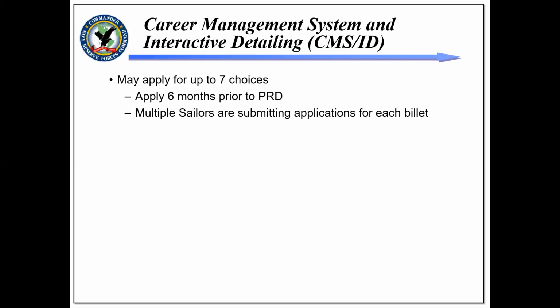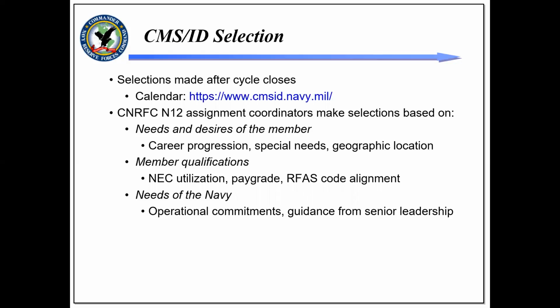You may apply for up to 7 choices. Apply 6 months prior to your PRD. Multiple sailors are submitting applications for each billet. Selections are made after the cycle closes. The calendar can be found on My Navy Assignment.